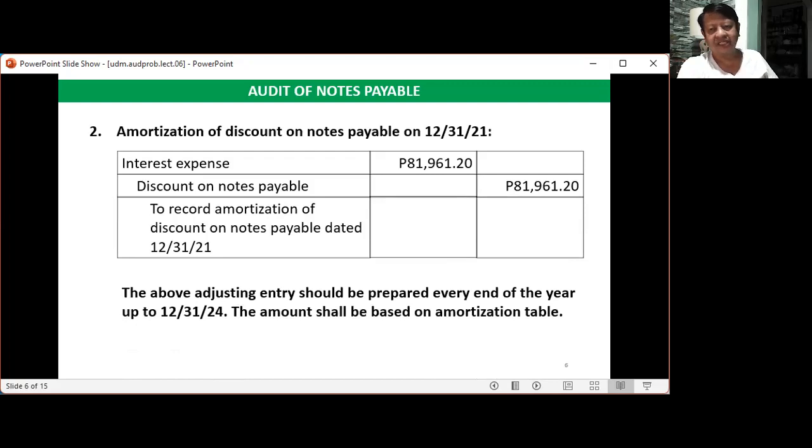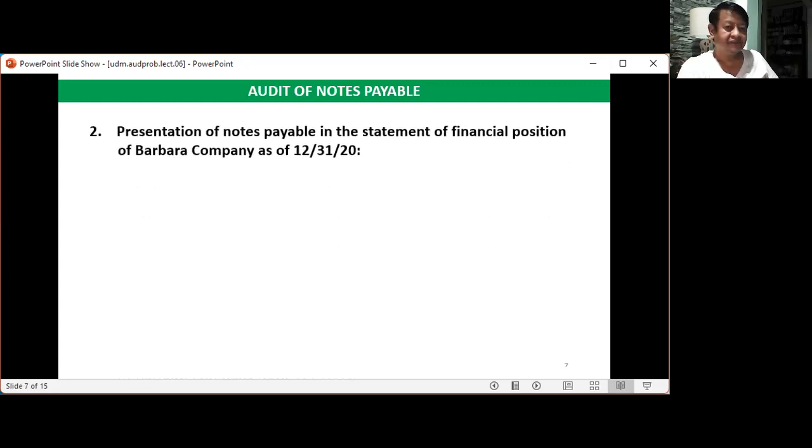So the above adjusting entry should be prepared every end of the year up to the maturity date of December 31, 2024. So the amount will vary based on the table of amortization that we computed. This amount of 81,961.20 pertains to 2021. In 2022, the amount is different based on the amortization table that we prepared.